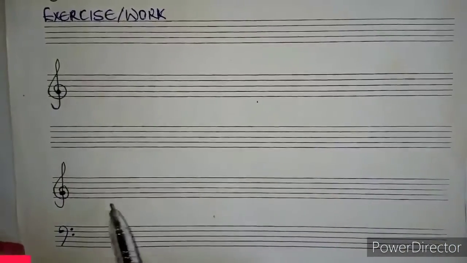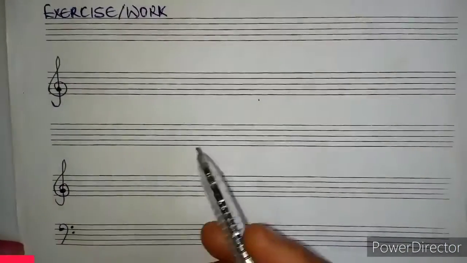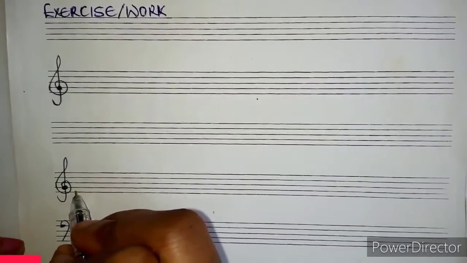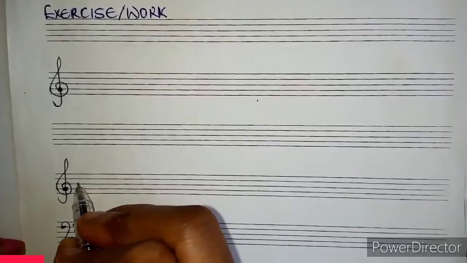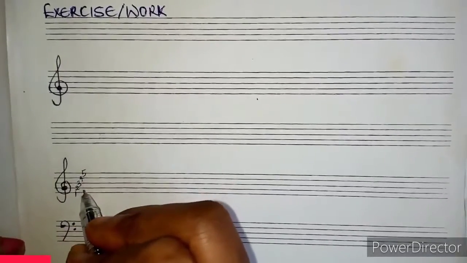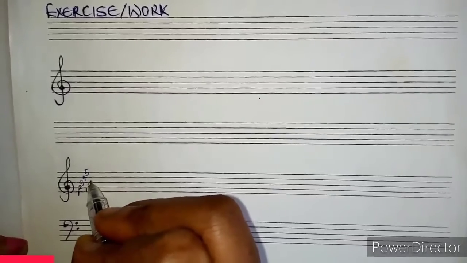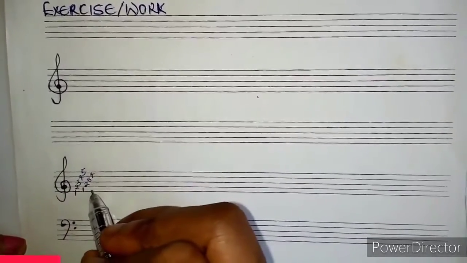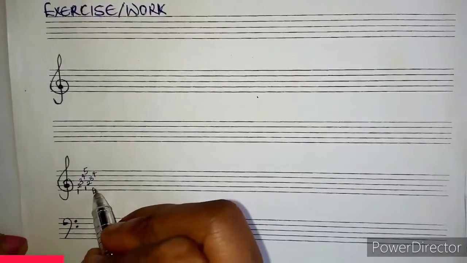A staff is made up of 5 lines and 4 spaces. So when we number from below to top, this is line 1, line 2, line 3, line 4, and line 5. Then we have space 1, space 2, space 3, and space 4. The first line on the treble staff is letter E.